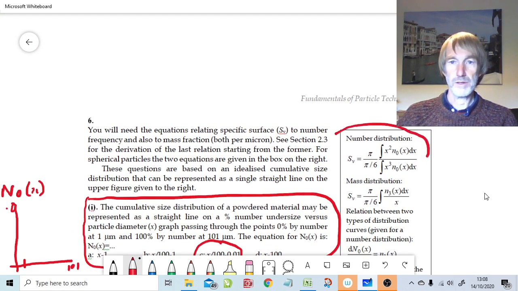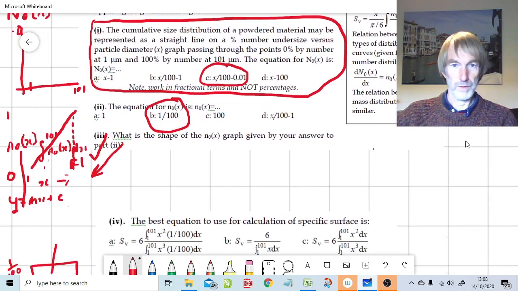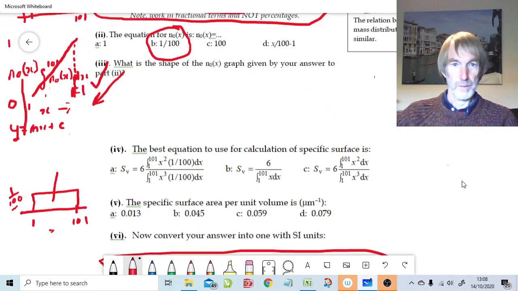This is for the number distribution. Okay, so we need to calculate x squared and x cubed as functions. Here are our shape factors. We're assuming spheres, so the surface area of the sphere is pi times the diameter squared. The volume is pi over 6 times the diameter cubed. So here is our basic equation for specific surface area per unit volume as a function of little n naught x, which is the number distribution. So if we come back to our options for this particular question, the best equation to use for calculation of specific surface.